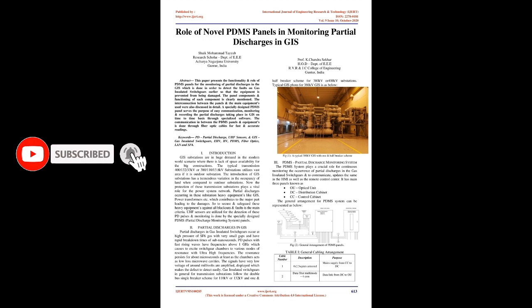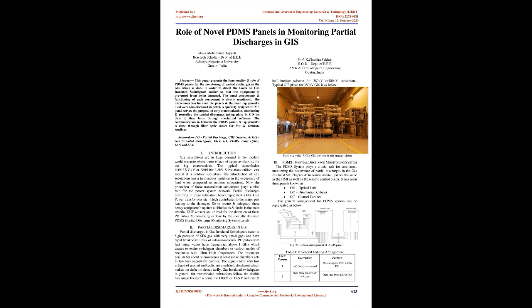The interconnection between the panels and the main equipment used were also discussed in detail. A specially designed PDMS panel serves the purpose of easy communication, monitoring and recording the partial discharges taking place in GIS on a time-to-time basis through specialized software. The communication between the PDMS panels and equipment is done through fiber optic cables for fast and accurate readings. Keywords: PD, partial discharge, UHF sensors, GIS, gas-insulated switchgears, EHV, HV, PDMS, fiber optics, LAN, and SF6.